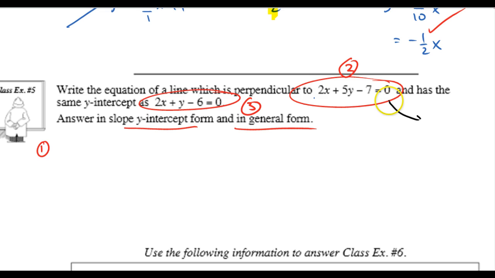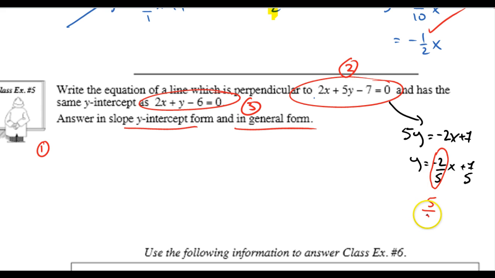The first thing I'm going to do is rearrange these equations into y equals mx plus b, so that I can get the y-intercept and the slope. So 5y equals negative 2x plus 7. y equals negative 2 over 5 x plus 7 over 5. The only piece of information we're looking for from this line is its slope, because our slope is going to be perpendicular. So there's that slope. Our slope must be 5 over 2.